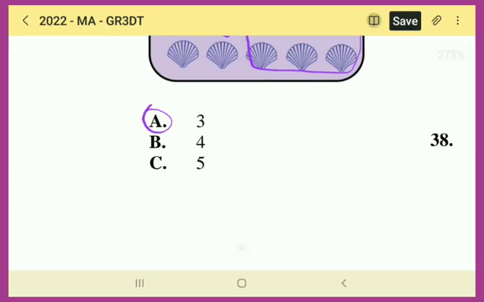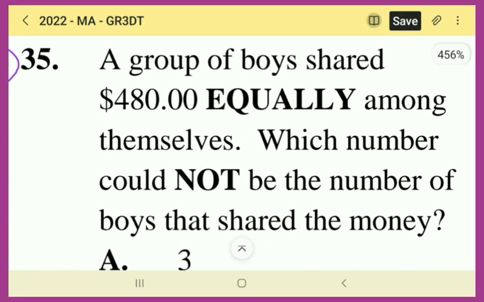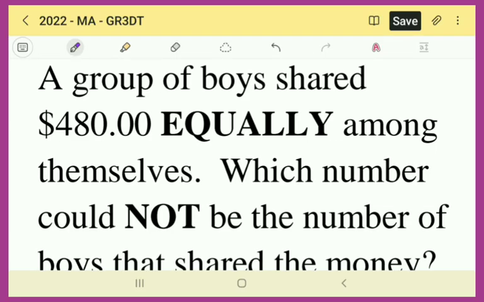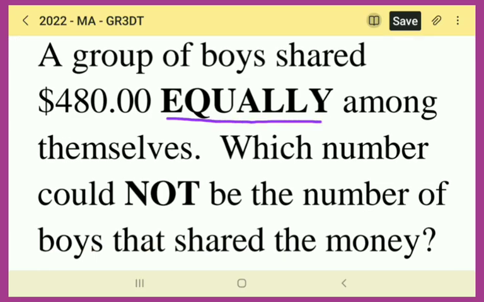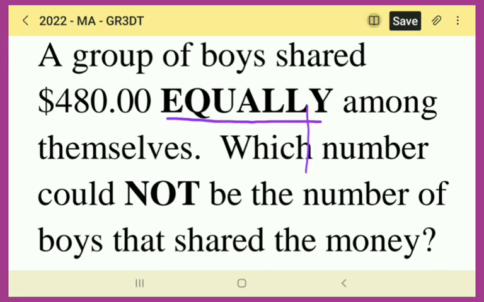Good job. Now I think this one, I'm going to be giving this to all my people who were born in April. April people, come up front. Come on, April. A group of boys shared $480 equally. Key term here: equally. Same amount for each boy. Among themselves. Which number could not be the number of boys that shared the money?